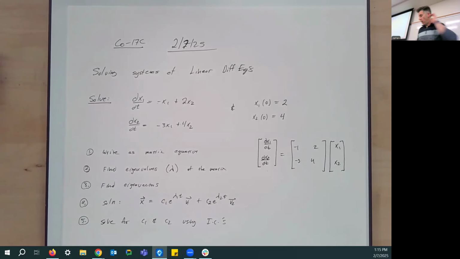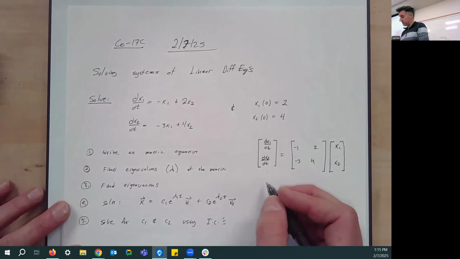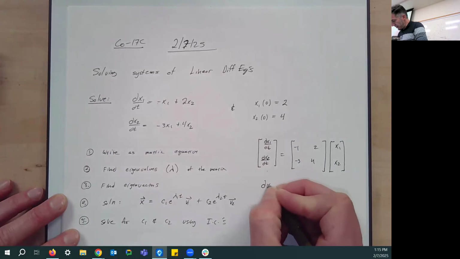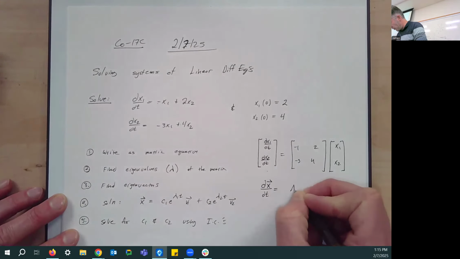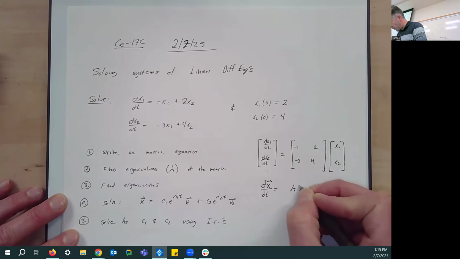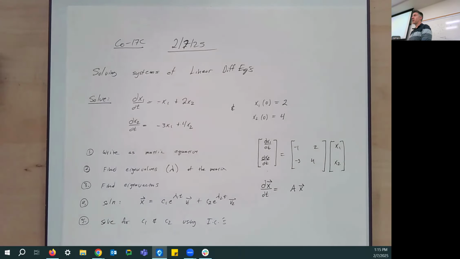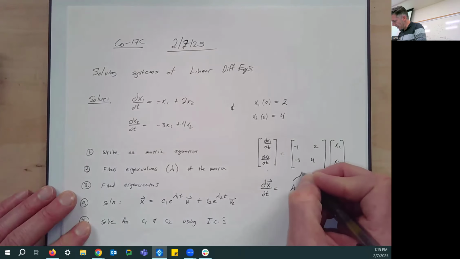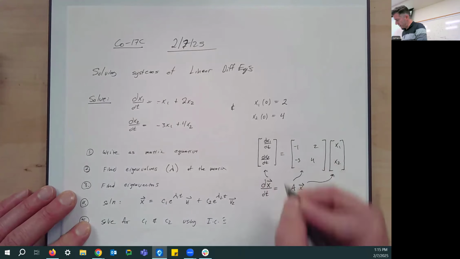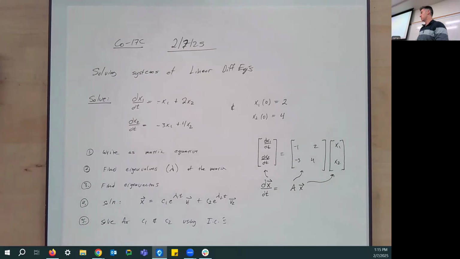I'll point out that people often write this as the derivative of the vector x equal to the matrix A times the vector x. So x is that, A is that, and the derivative of x is that. Just because you'll probably see that notation at some point.